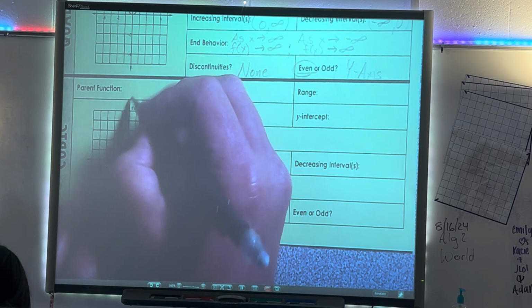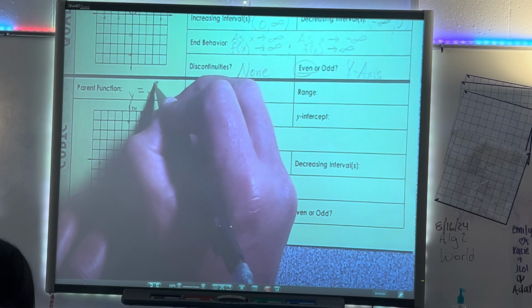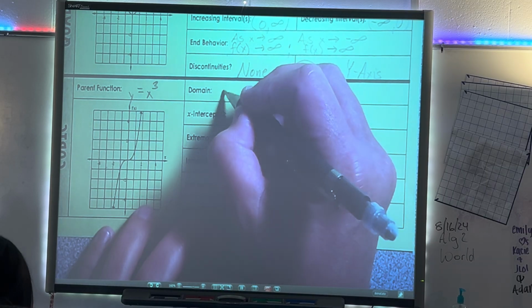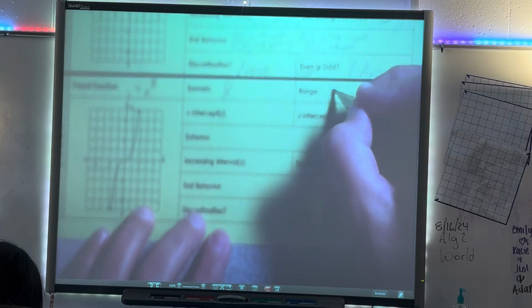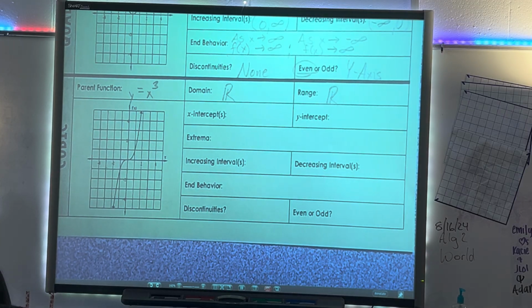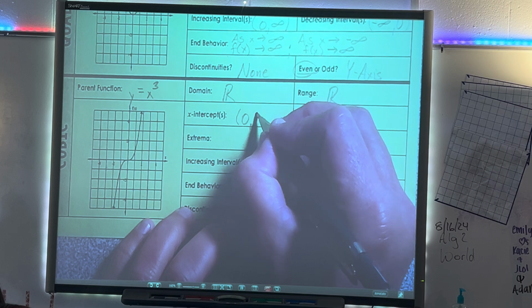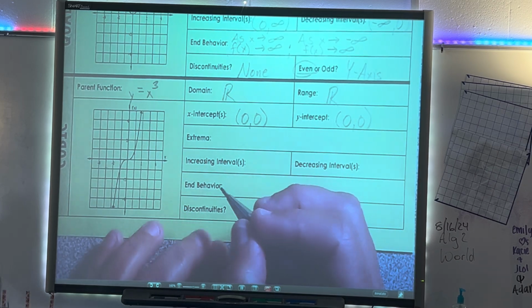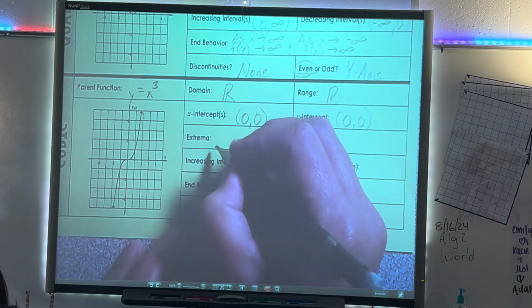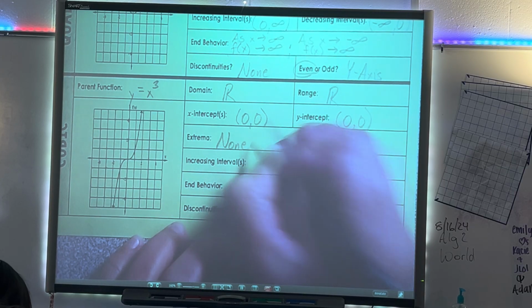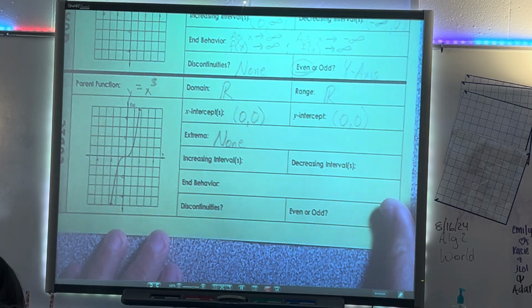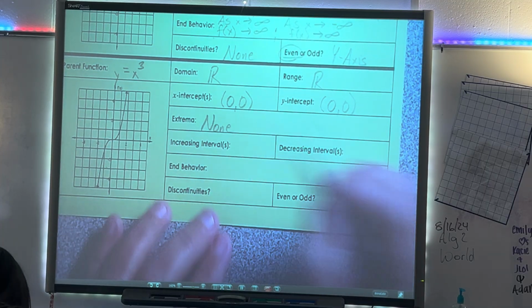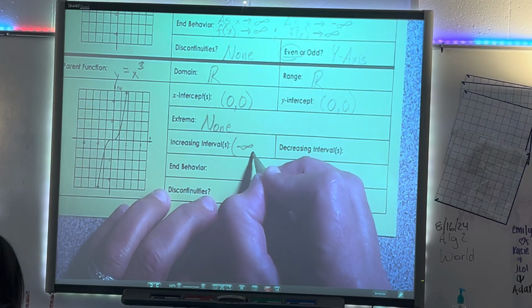Alright, this is your cubic, so y is equal to x cubed. It has a domain of all reals and a range of all reals. Its arrows go in both directions. Intercepts also 0, 0 here. Extrema, there are none. It does have what we would call a critical point right here where it turns, but there's no extrema. Increasing from negative to positive infinity. No decreasing on this graph.